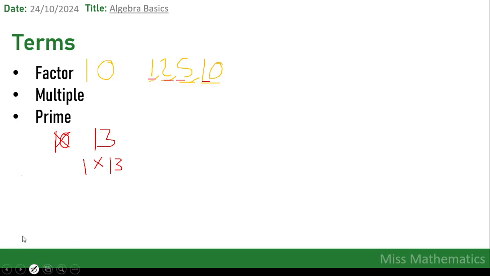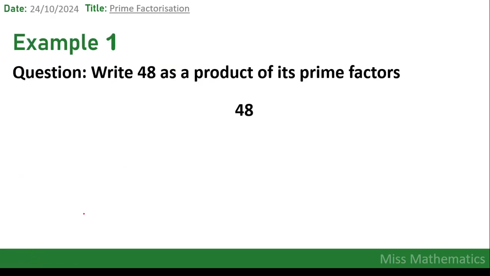Hopefully that makes sense. So let's attempt this question. Write 48 as a product of its prime factors. So the first thing you have to do is split 48 into two numbers that you know times to make 48. An easy way to do this is to use your times tables. So we know that 4 times 12 gives you 48. Then we need to split these up further. So 4 can be made by doing 2 times 2. And 2 is a prime number, so we can circle both of them because they're our prime factors.